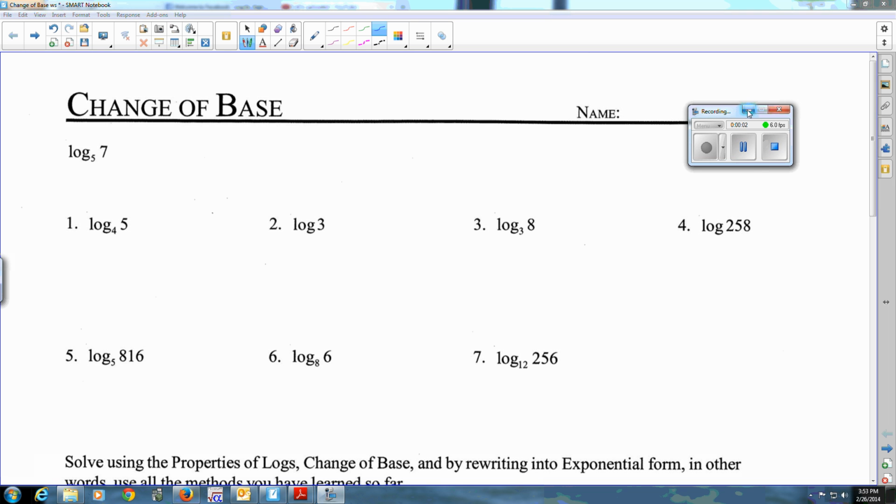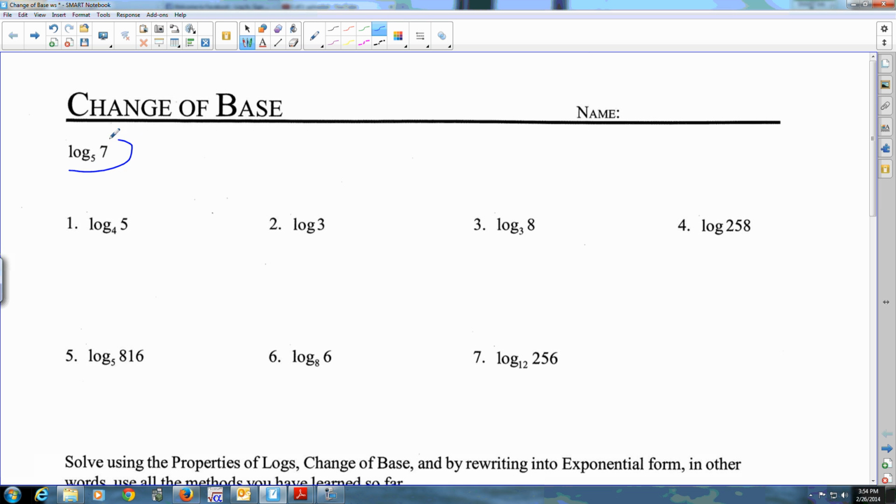Hello everyone, this is for Algebra 2 for doing change of base with logarithms. And for starting out, what you guys need to appreciate here is that I can't type this in the calculator, because on your calculator you have a log base 10 button and you have an ln button, which once again is a log base e button. So I can't type in log base 5 of 7.